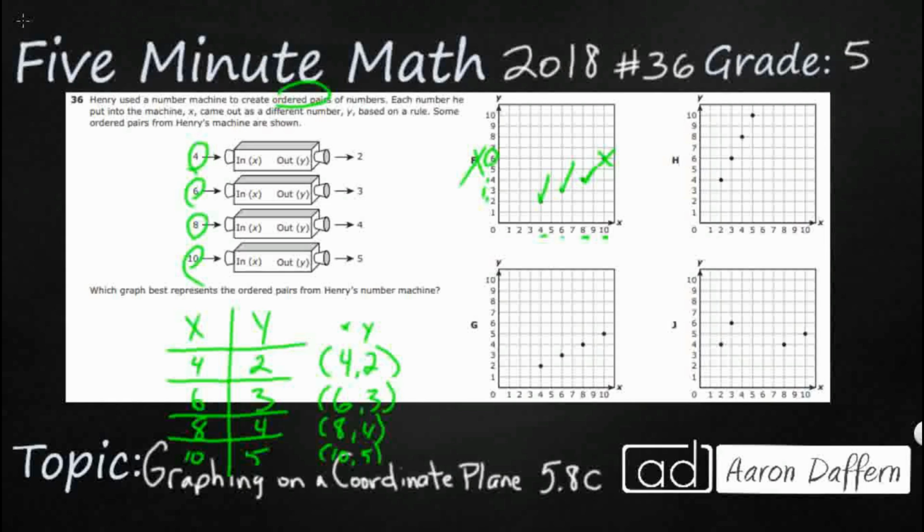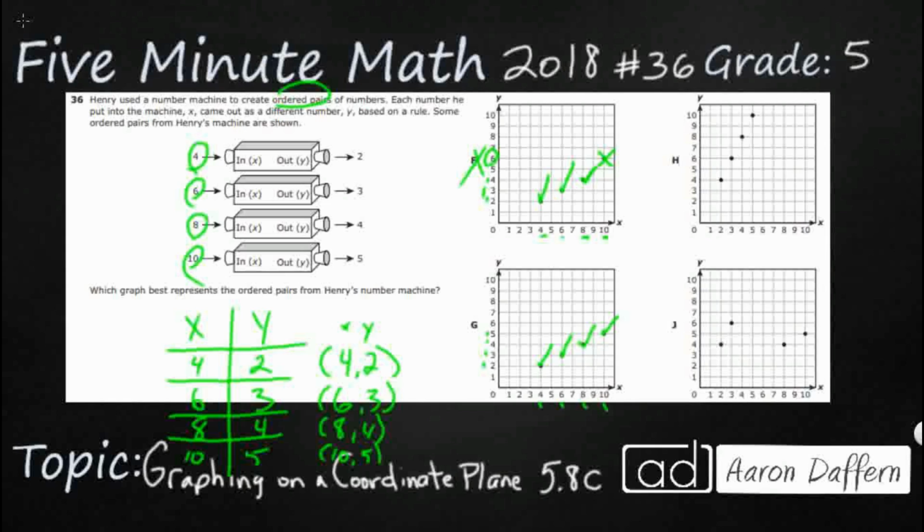So let's look at G. And G has got 4, 2. So there's my 4. There's my 2, yes. So there's my 6, 3, so 6 and a 3, yes. Looks like a nice little stair-step pattern here, which is what we should be seeing. Next is 8, 4, so there's my 8, it goes up 4. That is correct. Next is 10, 5. This is the one that got us in trouble last time. There's my 10, and there's my 5. So G is looking good.